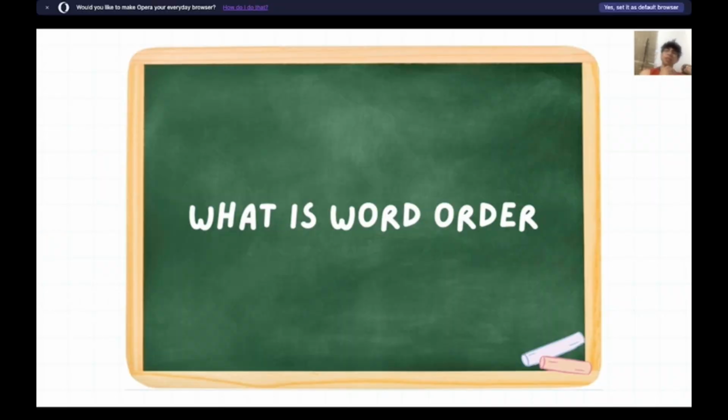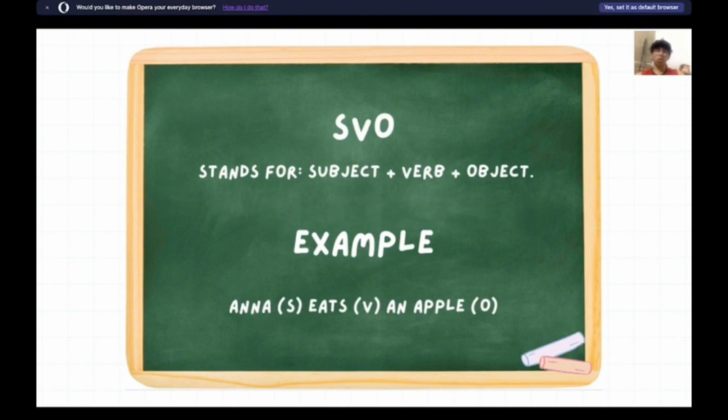So, let's continue with this part of the topic that, for me, is the easiest: what is word order. It's so easy. It's literally how we put words in a sentence, in whatever sentence. In English, the usual order is SVO. What does it mean? Subject, verb, plus object. For example, here: "Anna eats an apple."